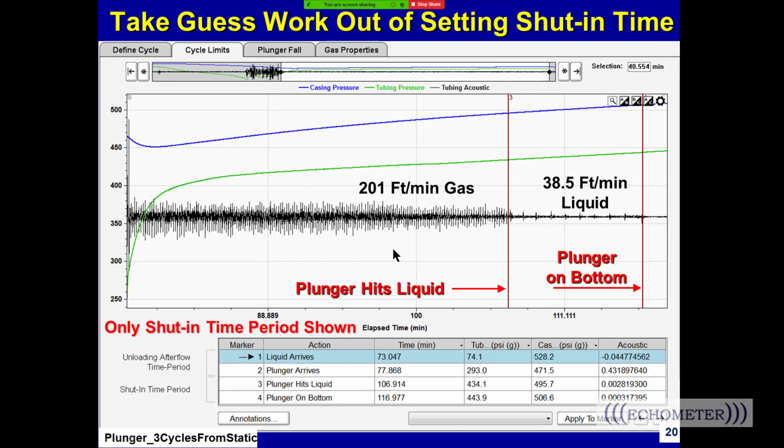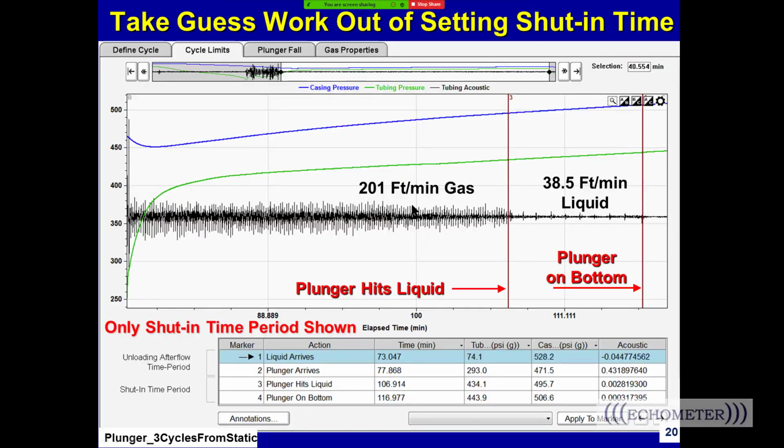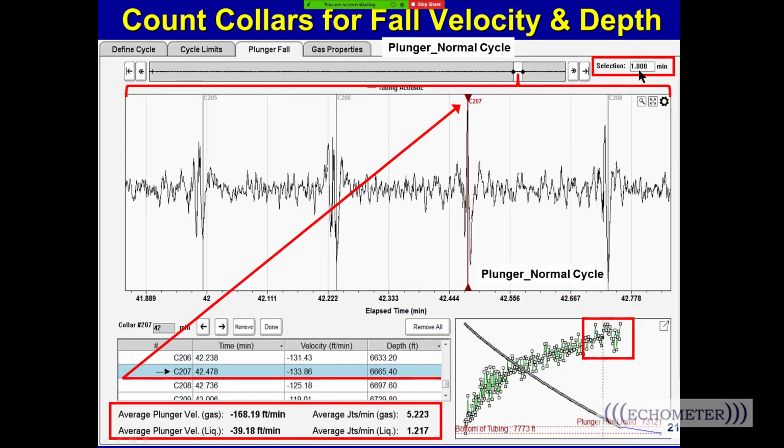If there's a bypass that opens up and lets the plunger fall faster, it'll fall a little bit faster through the gassy fluid. Now, if we take this data and zoom in to a closer detail, to 1 minute of time, this is a normal plunger cycle, and we're looking at the time from 41 minutes to 42 minutes. What we're seeing here is that this spike is the acoustic signal of the plunger going by the 207th joint in the well. And down here is the table that shows that information.